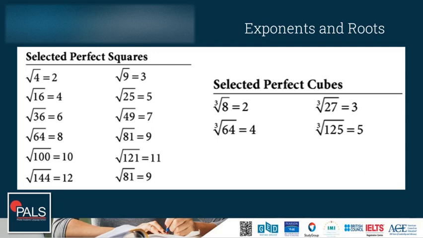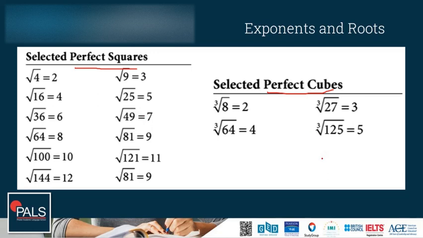Now, numbers for which the square root or the cube root is a whole number are referred to as perfect squares or perfect cubes. It is a good idea to know some of the common perfect squares and perfect cubes. Look at them on the screen. The square root of 4 is 2, of 16 is 4, of 36 is 6, of 64 is 8, of 100 is 10, of 144 is 12. The square root of 9 is 3, of 25 is 5, of 49 is 7, of 81 is 9, of 121 is 11. These are the common perfect squares.